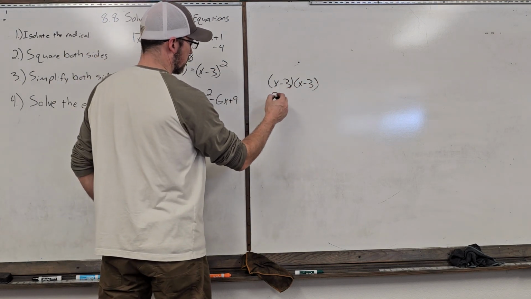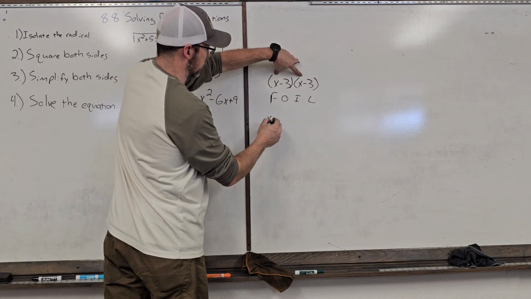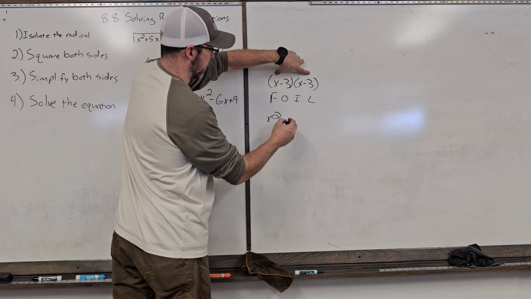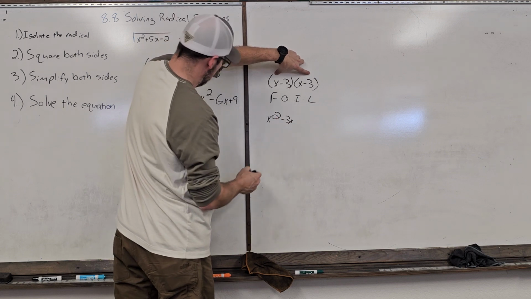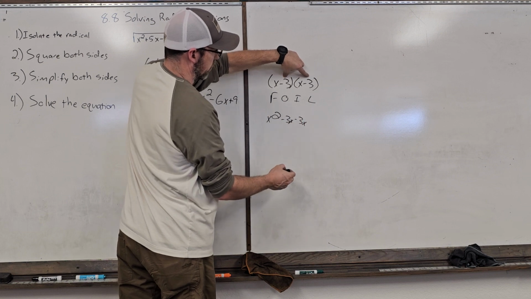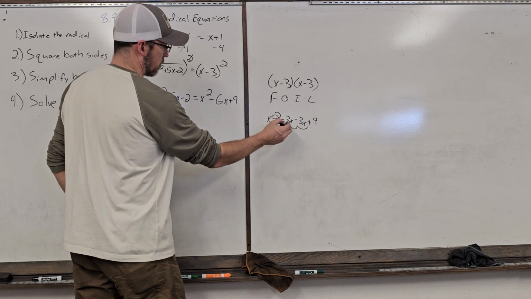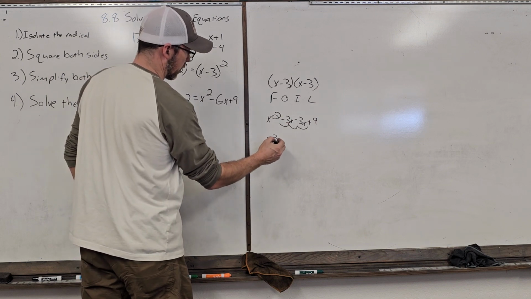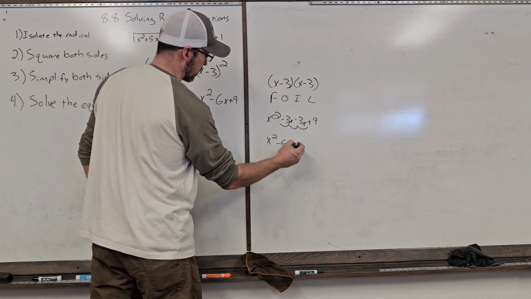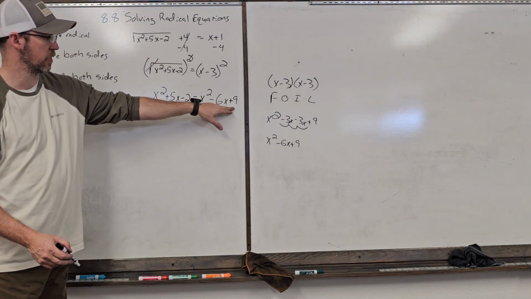When I FOIL it, x times x is x squared, x times negative 3 is minus 3x, negative 3 times x is minus 3x, and negative 3 times negative 3 is plus 9. These two middle terms combine, so when I FOIL it, I get x squared minus 6x plus 9.